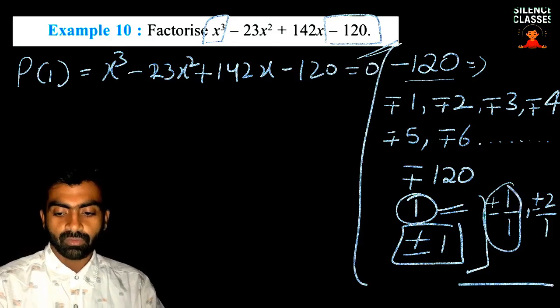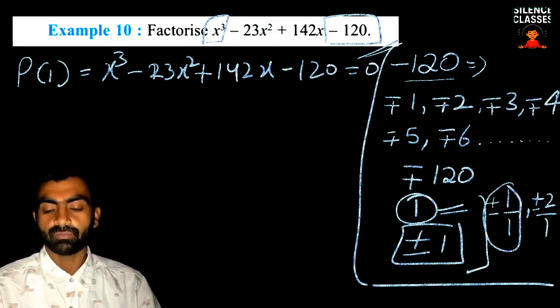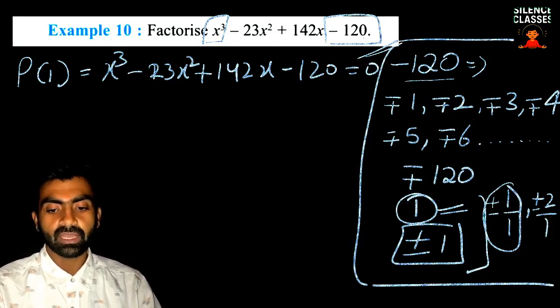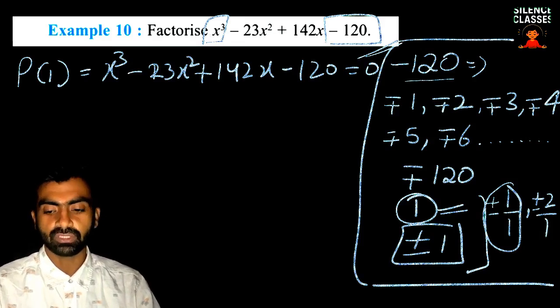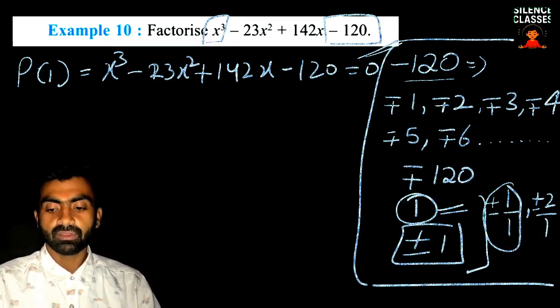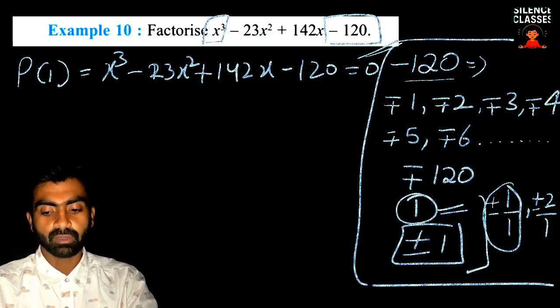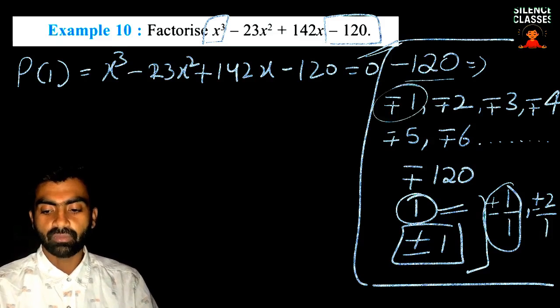I hope you understood how we are doing it. First of all, we find which numbers 120 is divisible by. Then we take the first term and check which numbers its coefficient is divisible by. Over here 1 is the coefficient, so it is divisible by only plus minus 1. So now we will divide the second number by 1, the third number by 1.